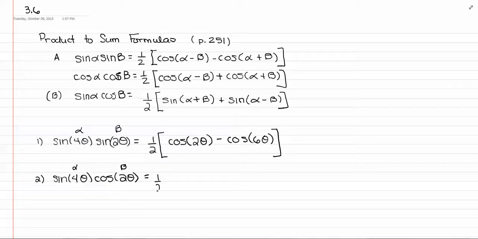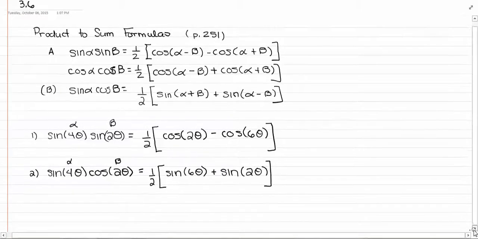So this is 1/2 times sine of alpha plus beta, that gives me the 6 theta, plus sine, and then subtract the two angles, 4 minus 2, 2 theta. Okay, and then once again, that's all there is to that one. You don't have to distribute the 1/2. You can't add these up because the angles aren't the same. So at this point, that's as far as you go with that question.